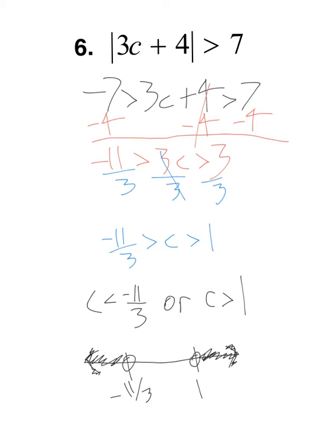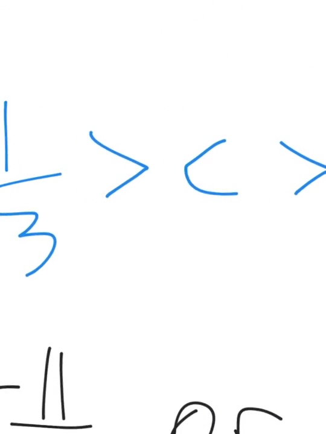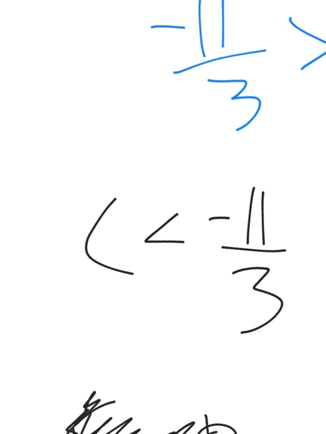So -11 over 3 gets me some decimal. I can just leave it as a fraction. So I wrote -11 over 3 is greater than c, which is greater than 1. So they're both pointing to the right. So it means you need to split it up and make an or statement, writing it with the letter C coming first each time. So if you get confused on this, look, it is pointing to the C in this case. So when I write it again, it's still pointing to the C.